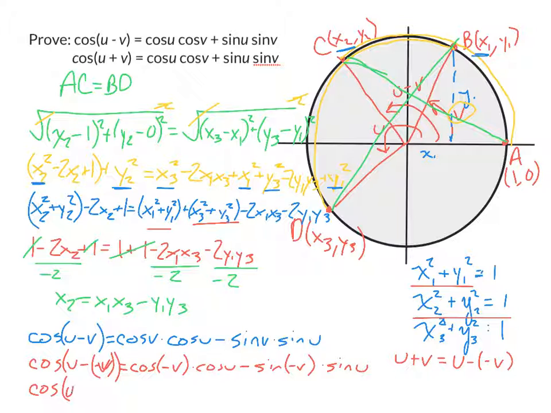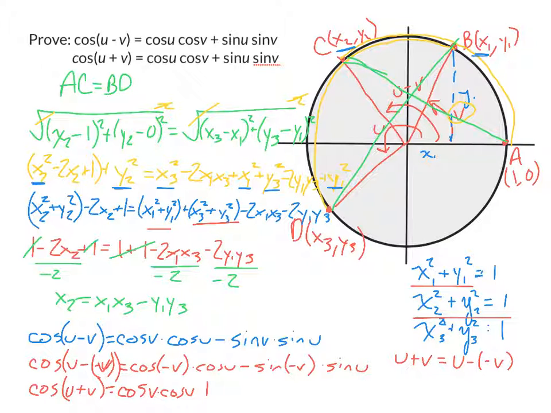u plus v, and that's equal to cosine of negative v. Cosine of negative v is the same as just cosine of v, because cosine is an even function, times cosine of u. All right, sine of negative v is the same as the negative sine of v, because sine is an odd function.